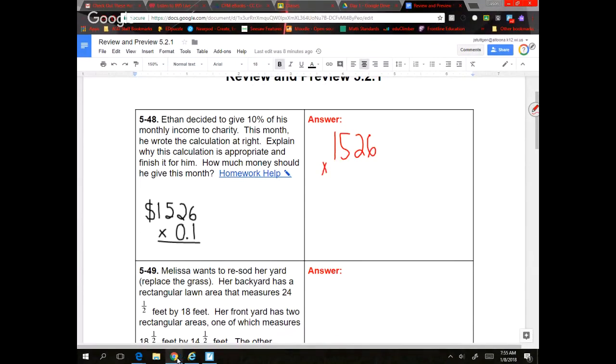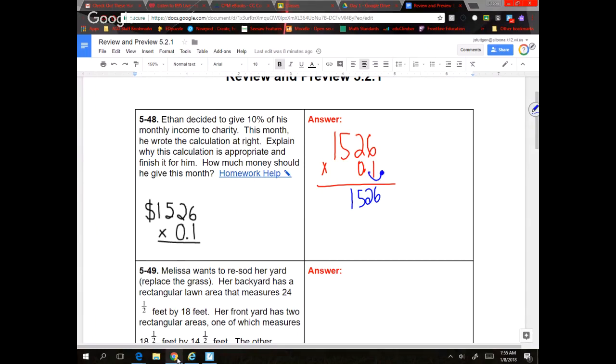1,526 times the decimal 1/10. And I'll add the 0 there even though I don't need to. I'll multiply everything by 1 for right now. Pretend the decimal's not there. I got 6, 2, 5, 1. Like we were learning in class, if this was 1, the decimal would be right here.